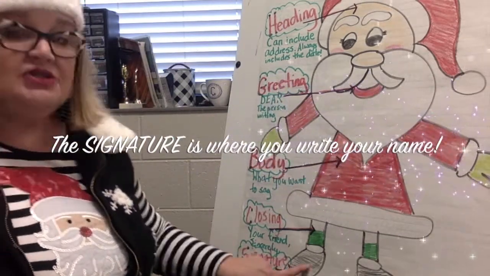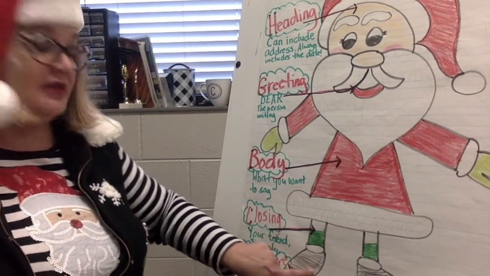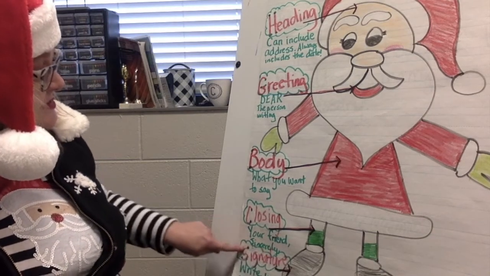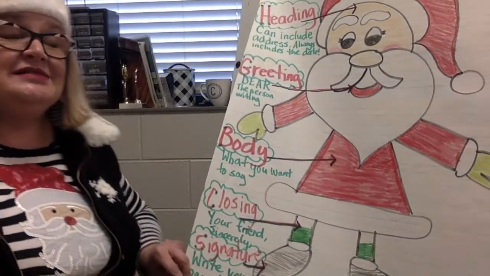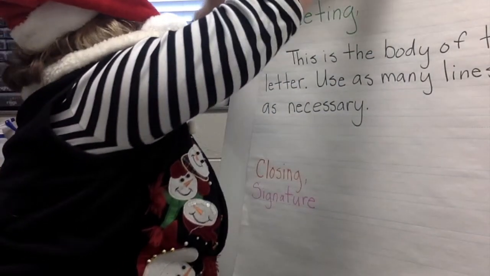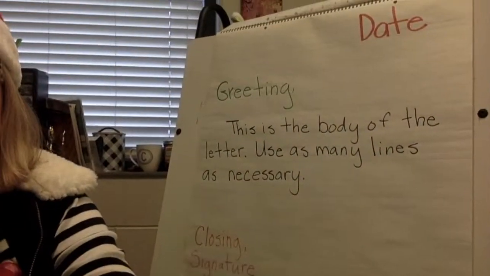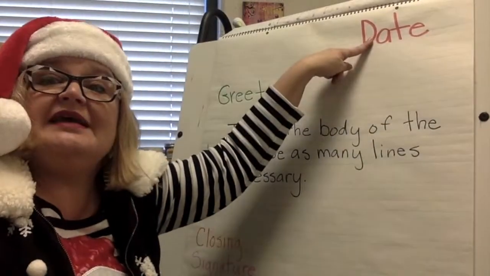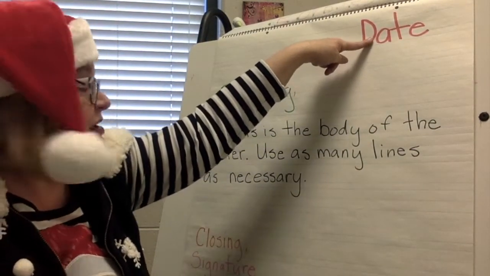Then you have the signature. If you look down there, you see Santa Claus. He's got his boots on or his black shoes right there. And the signature is where you write your name, okay? So, I'm going to flip Santa over right here. The things that we need to remember are, boys and girls, the date goes up here, okay? That's the heading. That's the top part of Santa Claus, okay?